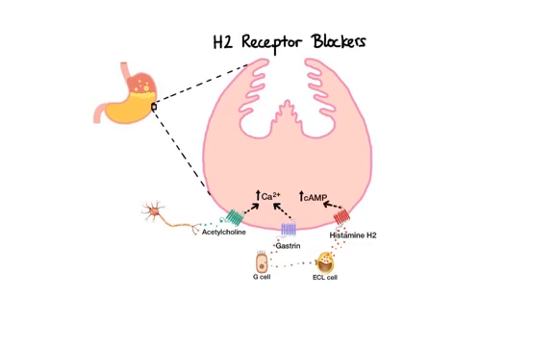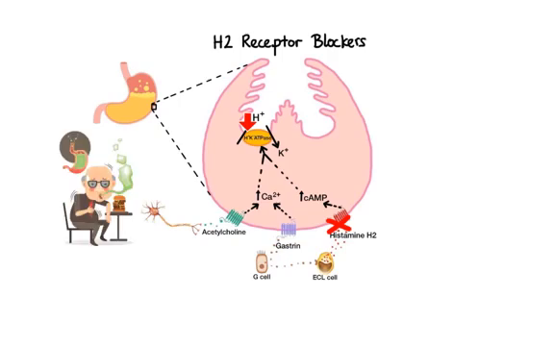Finally, histamine secreted from enterochromaffin-like cells acts on H2 receptor to activate adenyl cyclase, leading to increase of intracellular cyclic AMP levels. Now, this increase in intracellular cAMP and calcium results in activation of protein kinases, which in turn stimulate hydrogen-potassium ATPase. This so-called gastric proton pump secretes hydrogen ions into the lumen of stomach in exchange for potassium. So H2 receptor antagonists selectively block H2 receptor sites, thus effectively reducing the secretion of gastric acid.